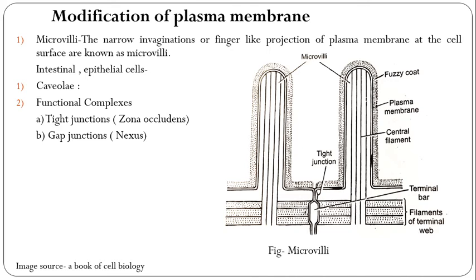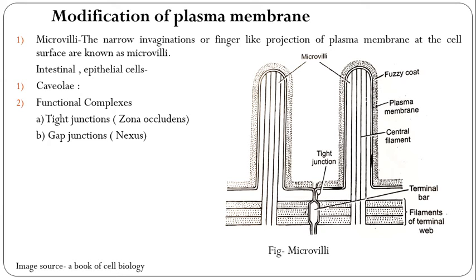In functional complexes, there are two junctions, tight junction and gap junction. Sometimes characteristic junctional complexes have been shown operating for keeping the adjacent cells together. And electron microscopic studies have shown that these junctional complexes are broadly identified as tight junctions and gap junctions. So first is the tight junction.